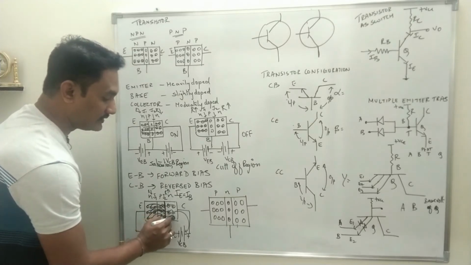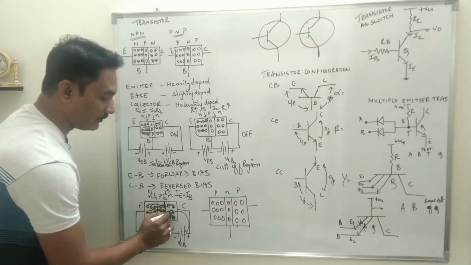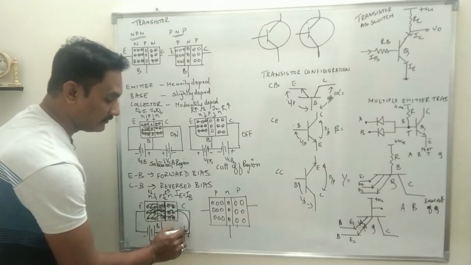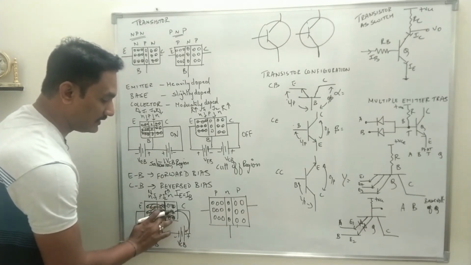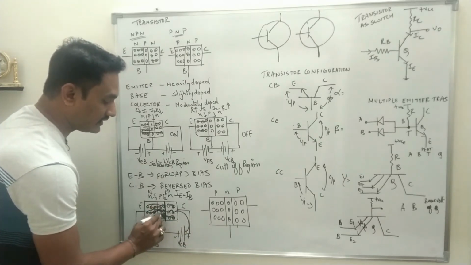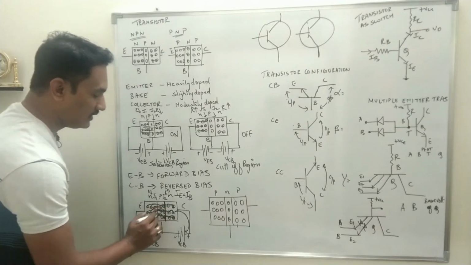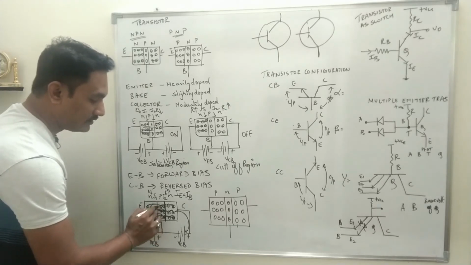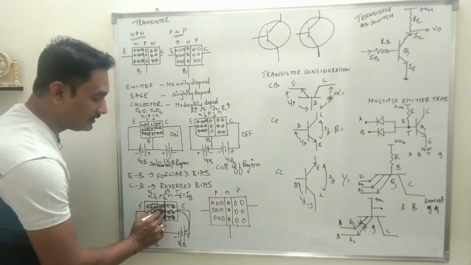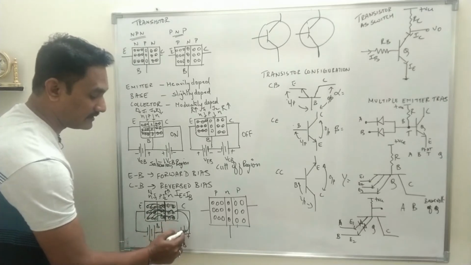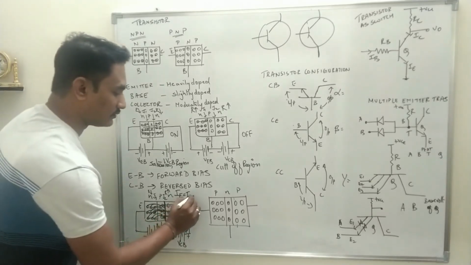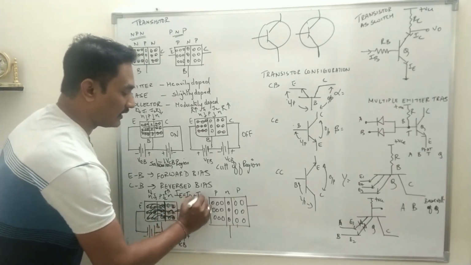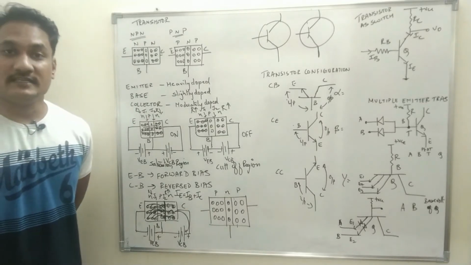So these electrons will jump and occupy this empty space. They will be attracted by the positive terminal, creating an empty space over here. So these electrons will jump into that empty space. So electrons moving from the emitter go into the base, recombine with the few holes, and then all the electrons move into the collector and get attracted by the positive terminal. So that constitutes collector current IC.